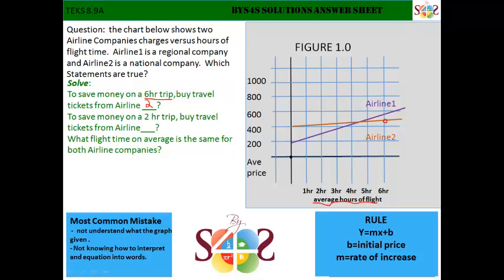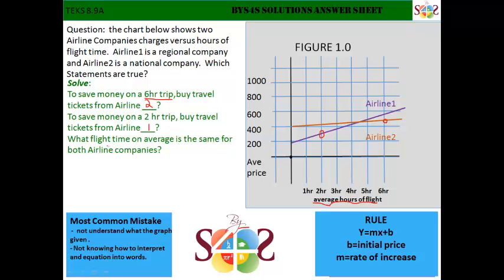And then the second statement is to save money on a 2-hour trip, buy travel tickets from airline blank. So on a 2-hour trip, we're going to look at 2 hours and then go up. And here we see that on a 2-hour trip, airline 1 would be the much wiser choice if you're trying to save money.